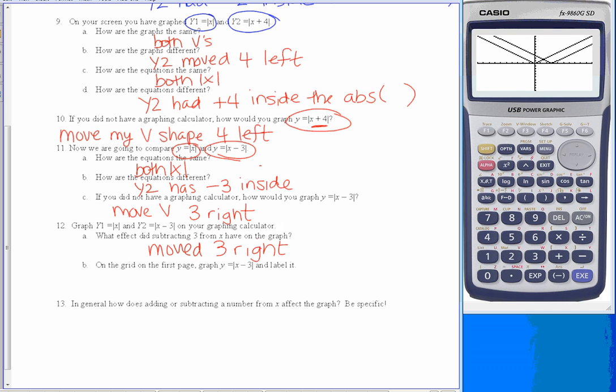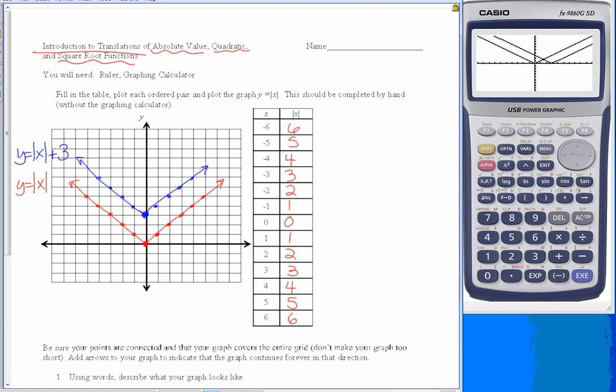It says on the grid on the first page, let's go ahead and add this. So I'm going to scroll back here to my first page again, and I'm supposed to put on the absolute value of x minus 3, which moved 3 to the right.